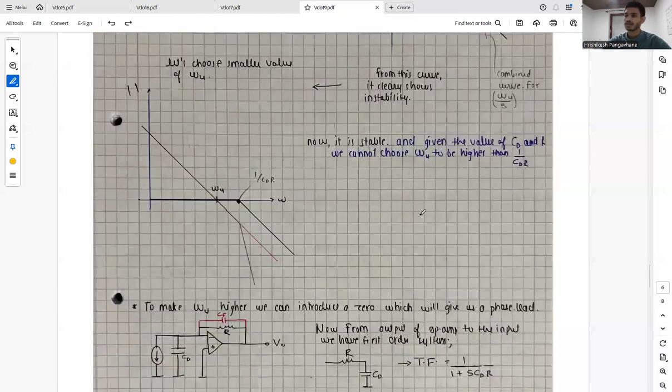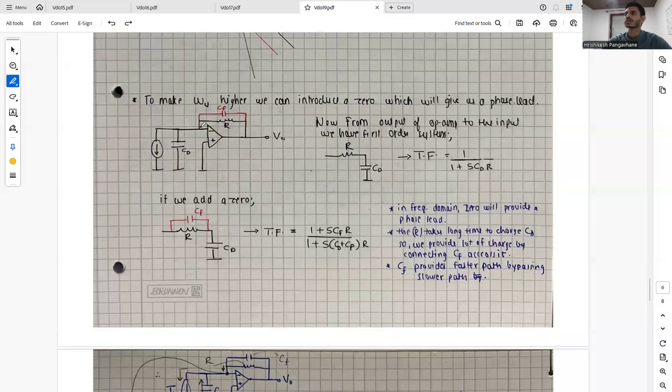But for that, what if we introduce a 0? If we introduce a 0, it will provide us a phase lead. Now from the output of the op-amp to the input, we have a first order system with R and CD, and the transfer function is 1 upon 1 plus SCDR.